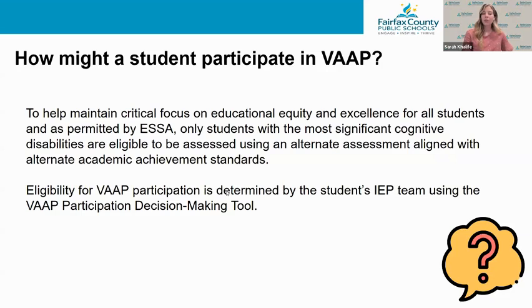So now that we know what the VAAP is, how might a student participate? To help maintain critical focus on educational equity and excellence for all students as permitted by the ESSA, only students with the most significant cognitive disabilities are eligible to be assessed using an alternate assessment aligned with alternate academic achievement standards. Eligibility for VAAP participation is determined by the student's IEP team using the VAAP participation decision-making tool annually.